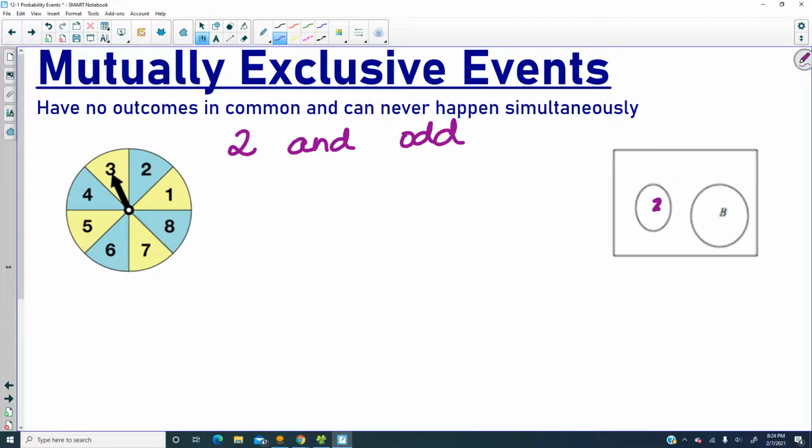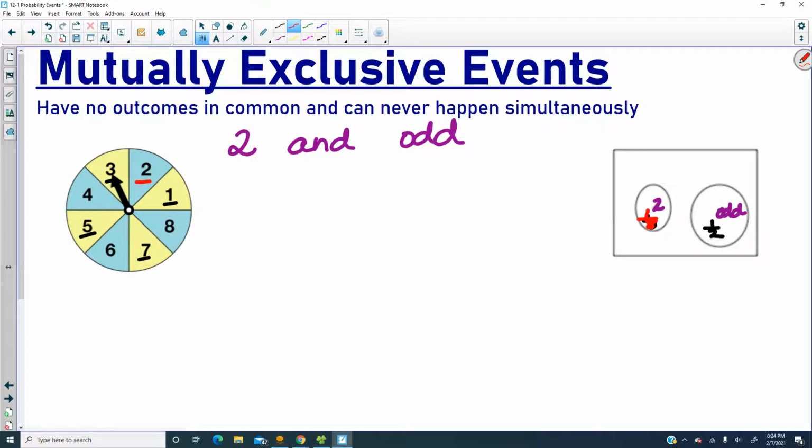So let's let this block A be the 2s and B be the odds. The way you would read probability within a Venn diagram is you would write the probability of getting a 2, the probability of getting an odd, and see if they would ever overlap. So the probability of getting a 2 is 1 out of 8, and I would just label it here. The probability of getting an odd, 1, 2, 3, 4 out of 8, which is 1/2.